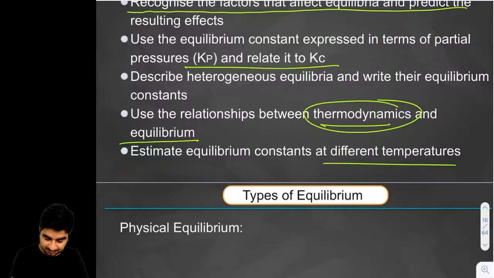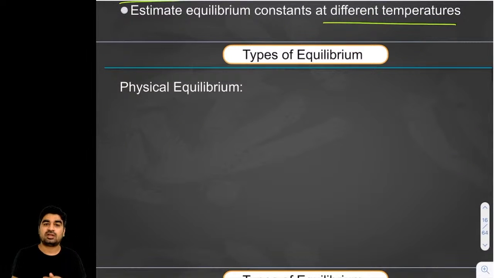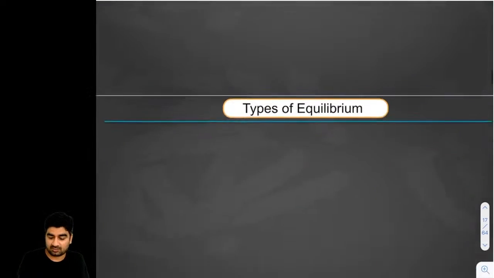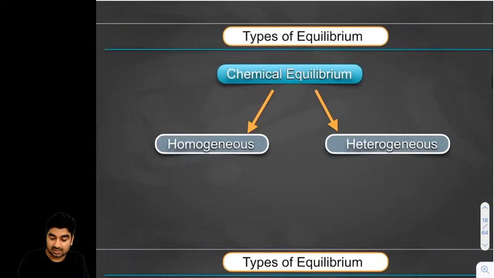Okay, very good, Alice. So, guys, now there are two types of equilibrium. One we call physical equilibrium, another we call chemical equilibrium. So there are basically two types. Chemical equilibrium is further of two types: homogeneous equilibrium and heterogeneous equilibrium.